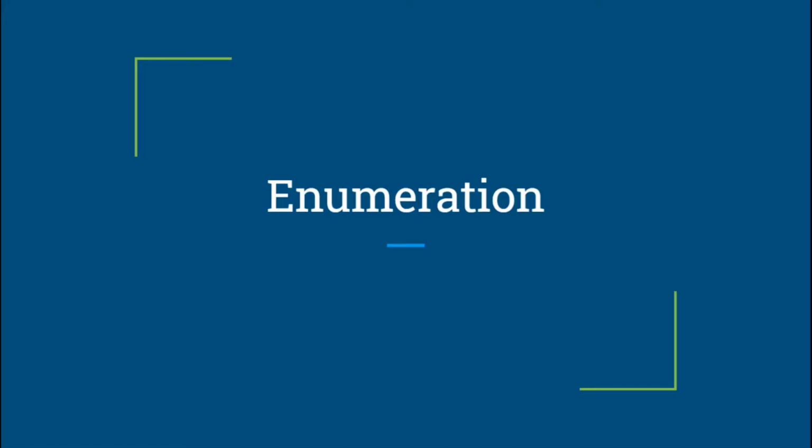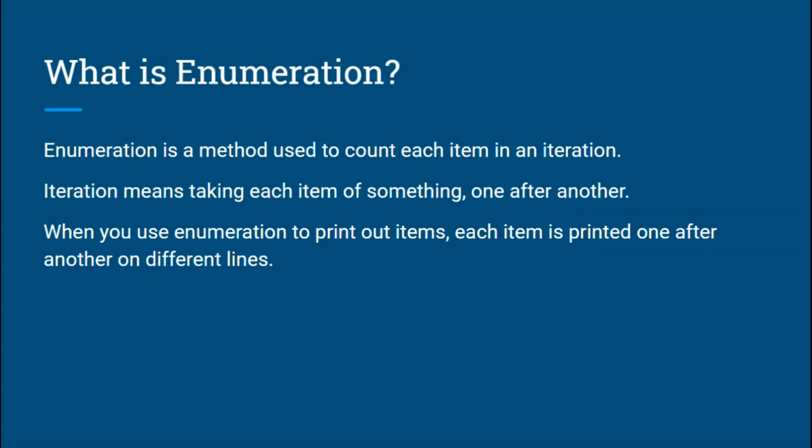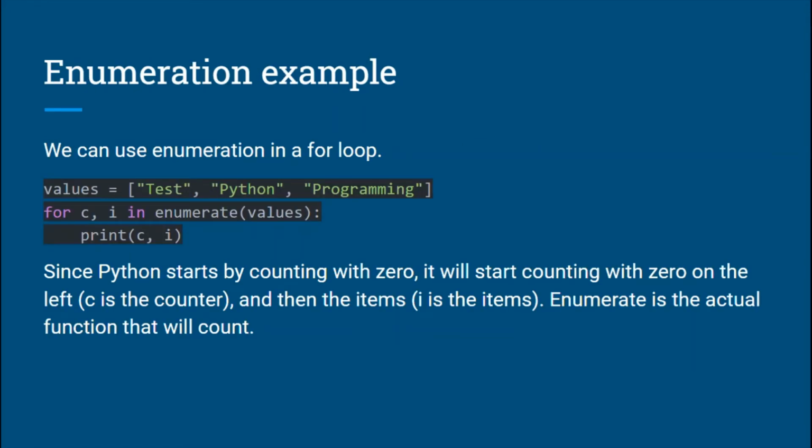Next, let's move on to enumeration. What is enumeration? Enumeration is a method used to count each item in an iteration. Iteration basically means taking every item of something, one after another. When you use enumeration to print out items, most commonly in a list, each item is printed one after another on different lines. Here's an example of code that uses enumeration.